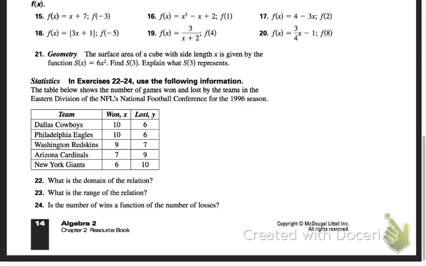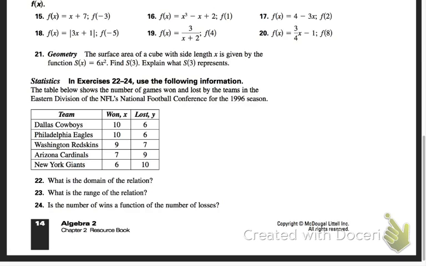All right, so 21 says the surface area of a cube with side length x is given by the function S of x equals 6x squared. So find S sub 3 and explain what S of 3 represents. So just like we did on 15 to 20, what are we going to do with that 3? We're going to plug it in, right?